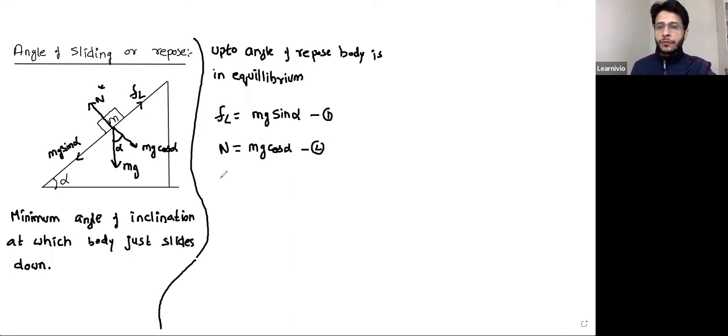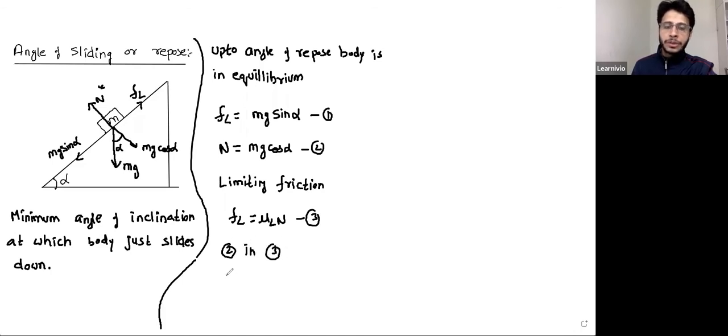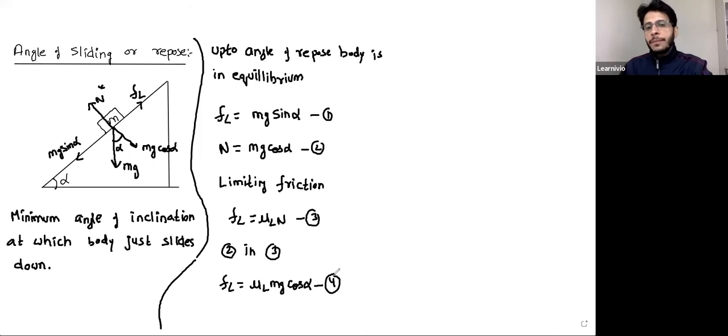Now the formula of friction is mu L into N. That is equation number 3. N you can substitute from equation number 2. So I can substitute 2 in 3. When I substitute 2 in 3, I get force of limiting friction is mu L into mg cos alpha. Yes, Sania. It's mu L into mg cos alpha.